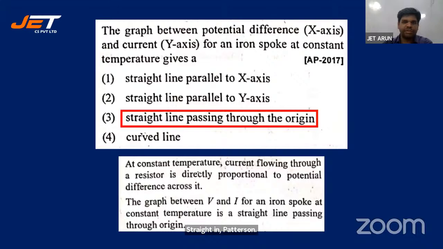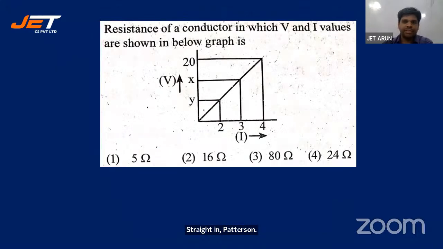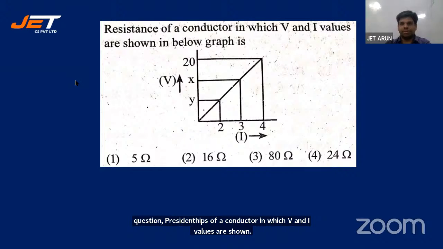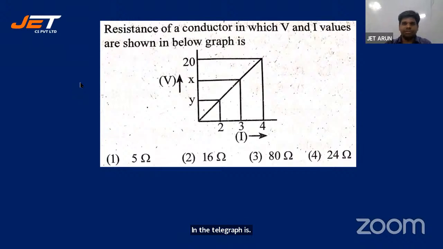All right, let's look at the next one. Here is an interesting question, students. Resistance of a conductor in which V and I values are shown in the below graph is. So I use Ohm's law, V is equal to IR. R is equal to V by I, delta V by I. So from the graph, how do I get it?